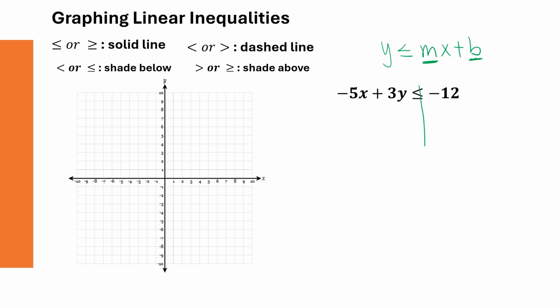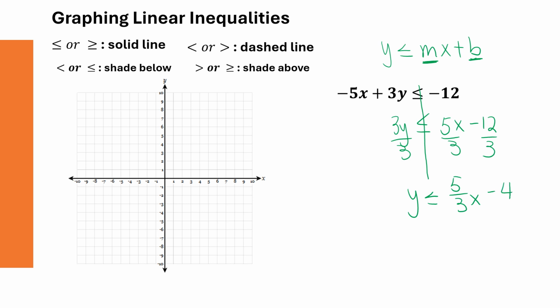So that will give me 3y is less than or equal to negative 5x is going to become positive 5x, and you bring down the negative 12. And the next thing we're going to do is divide everything by 3. So we have y is less than or equal to 5/3 x. Negative 12 divided by 3, that gives us negative 4. So now I know my slope and the y-intercept.